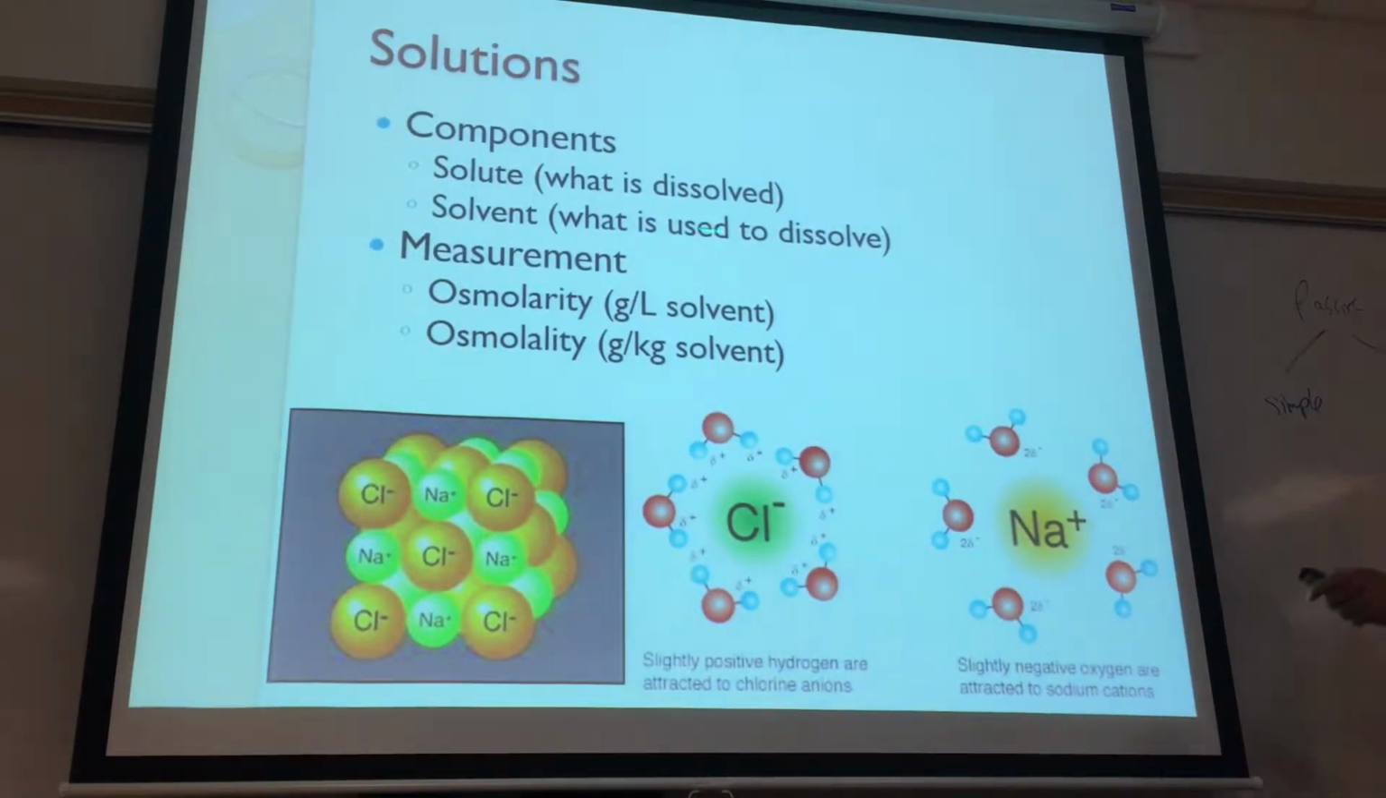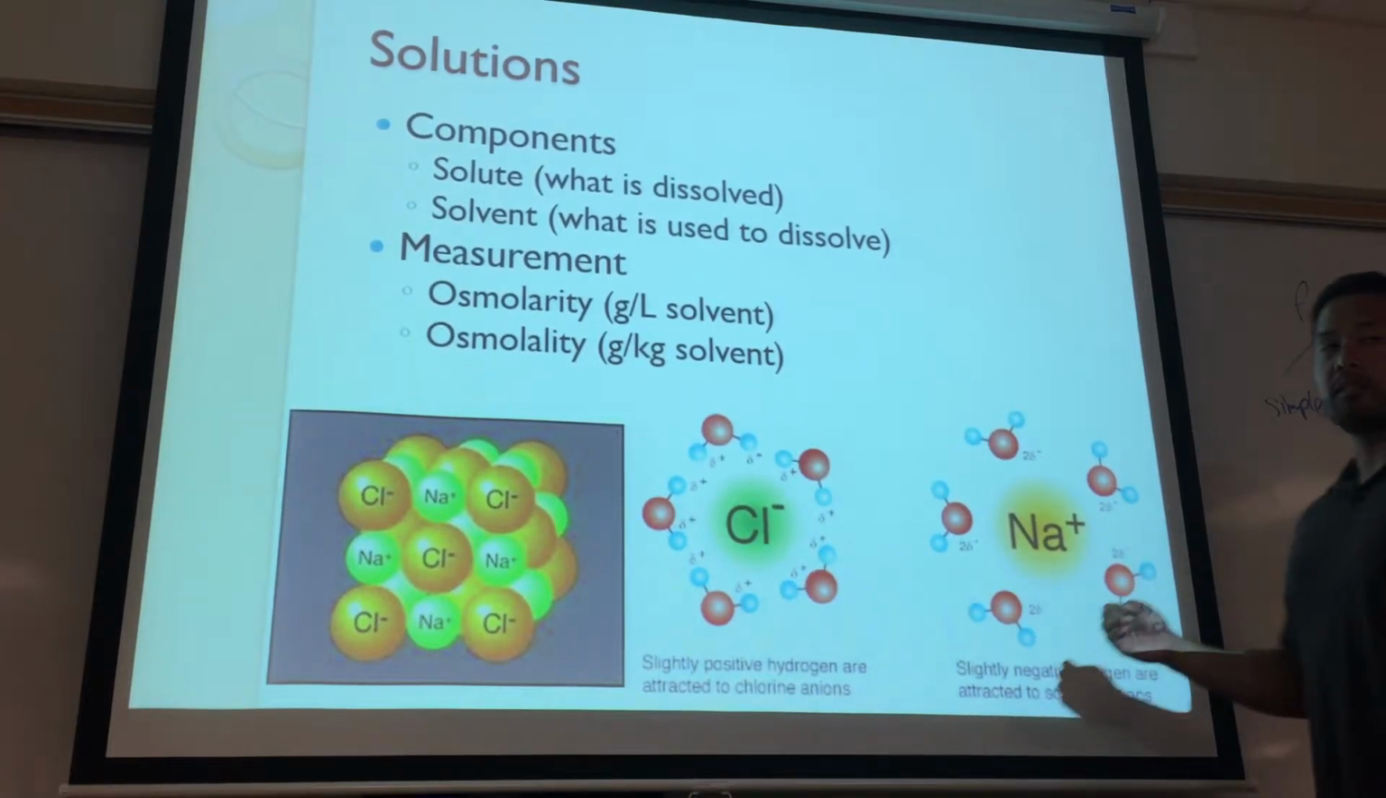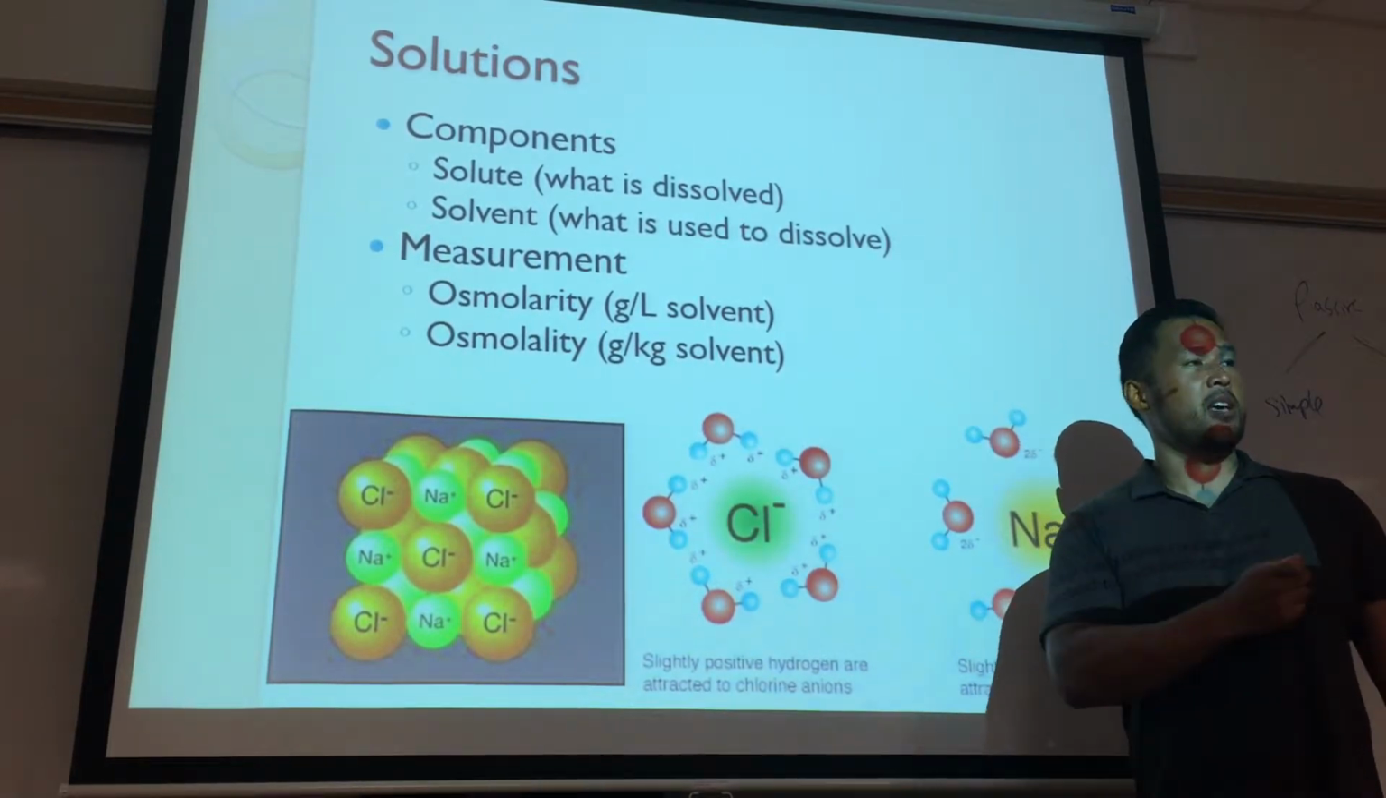Number 1, the solute, what is dissolved. The solvent is what is used to dissolve that solute. To give you an example of sugar water, sugar is the solute while the solvent is water. Hence when we talk about water and aqueous environments, water is that universal solvent. And when we were looking at salts, we talked about sodium chloride, table salt.